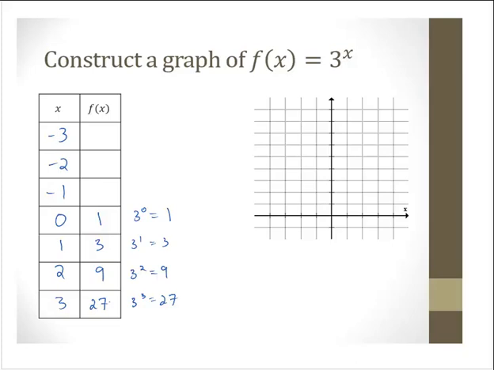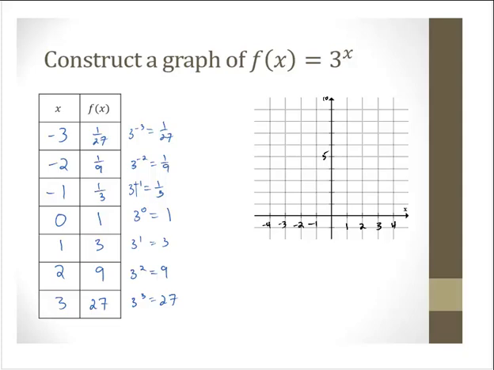Now what if x is negative 1? Well, 3 to the negative first power is 1/3. 3 to the negative second power is 1/9, and 3 to the negative third power is 1/27th. All right, so we have these points. I'm going to use just a scale of ones on each axis. So 1, 2, 3, 4. Let's see, 1, 2, 3, 4. I'll mark this as 5, 6, 7, 8, 9. There's 10.